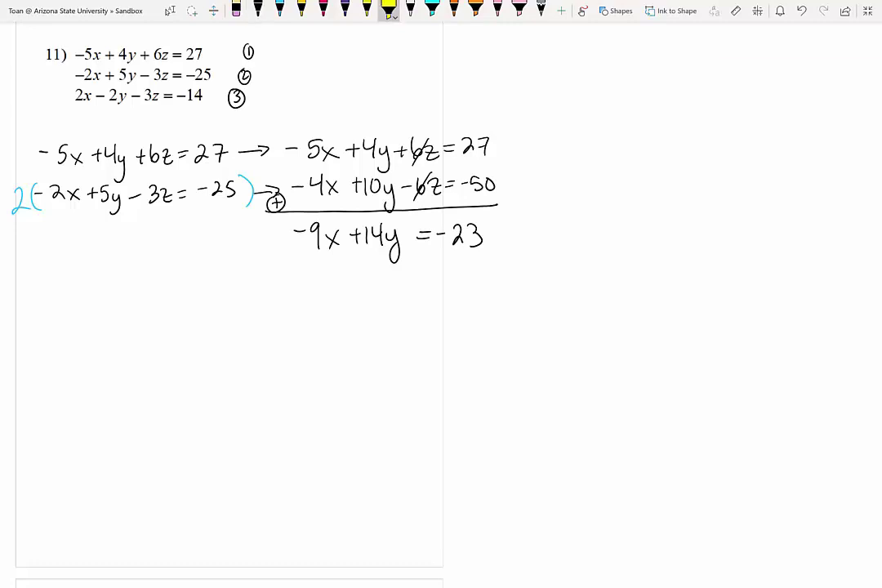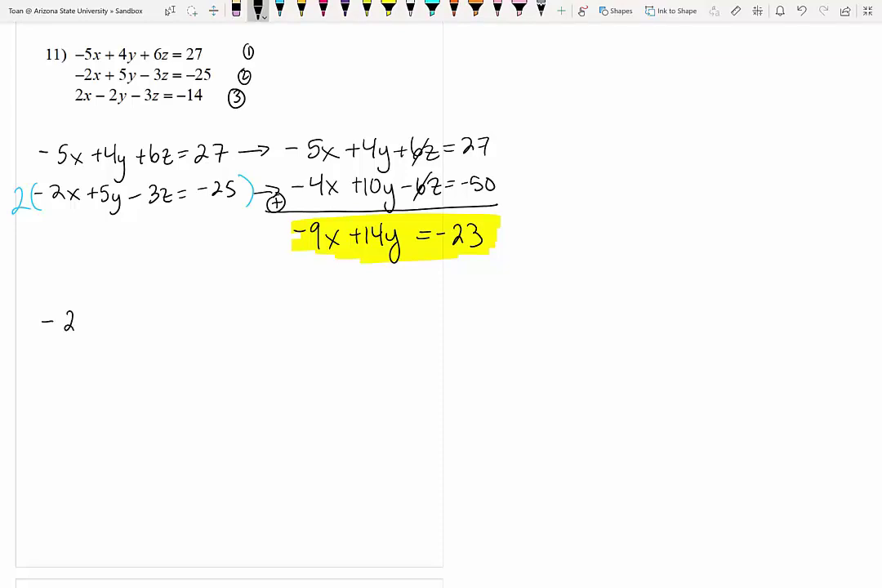There's not much I can do with this right now, so I'll go ahead and save him. So I'll highlight him to save him. But basically, we've got to start all over. So go back to the drawing board. Pick two new equations. It doesn't matter which two. Let's say equation 2 and equation 3.